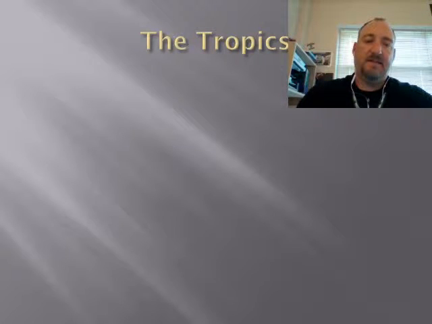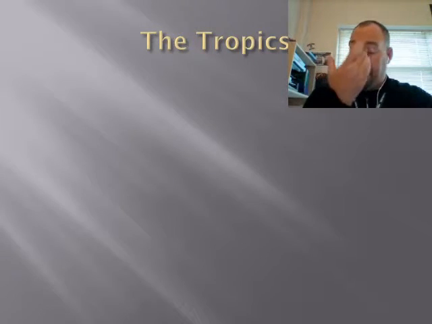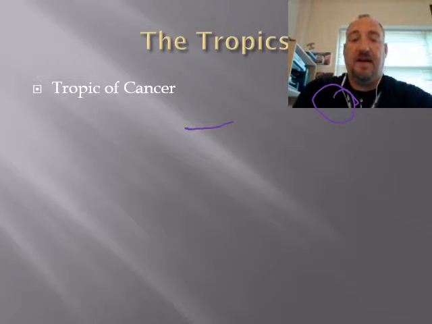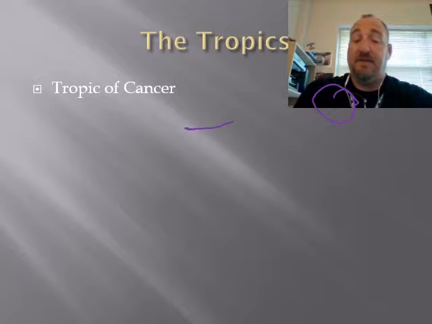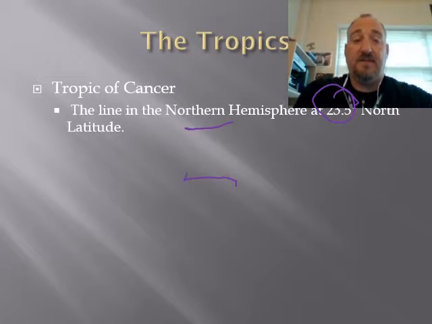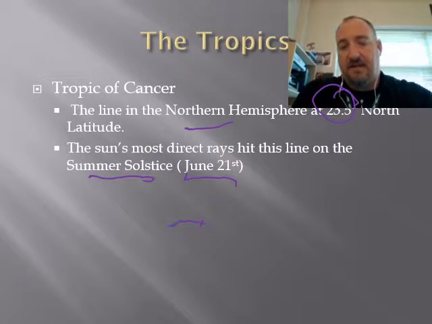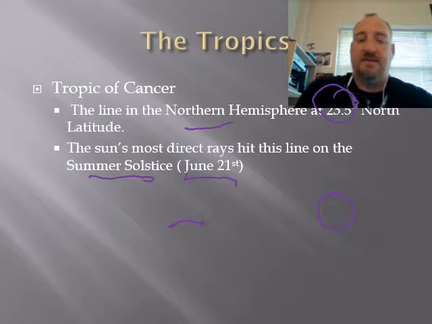We have our tropics. We have the Tropic of Cancer, which is in the northern hemisphere, 23.5 north. The most direct rays from the sun hit this on June 21st, our summer solstice. This is our longest day of the year. And then we have Tropic of Capricorn, which is in the southern hemisphere at 23.5 degrees south.